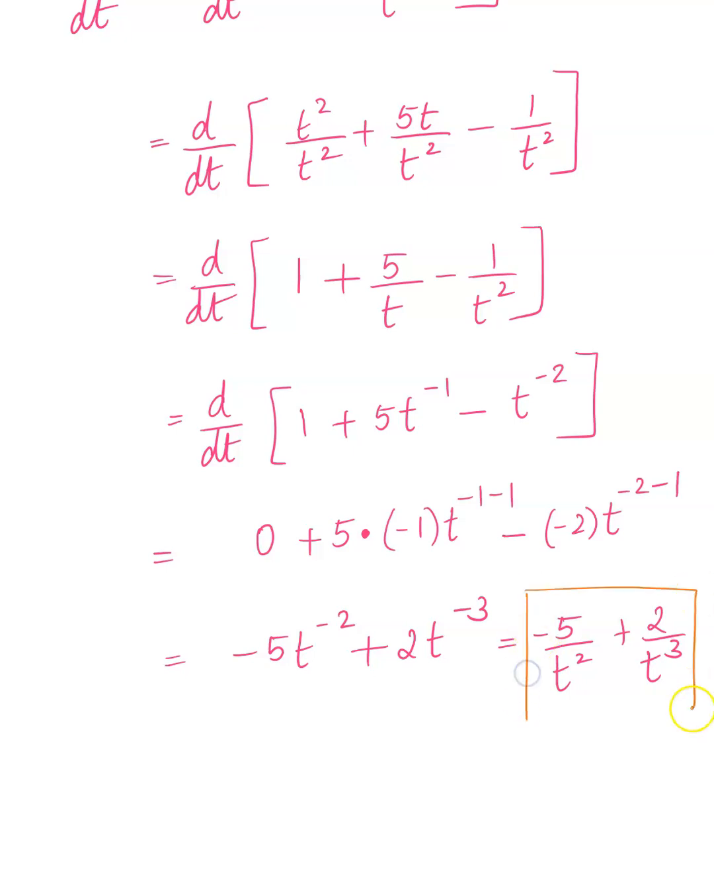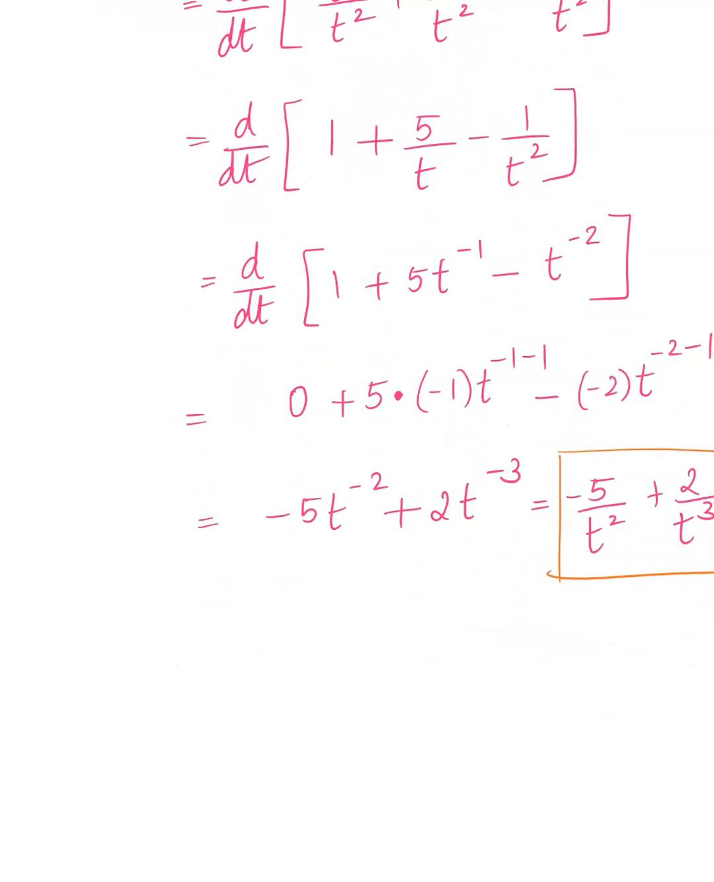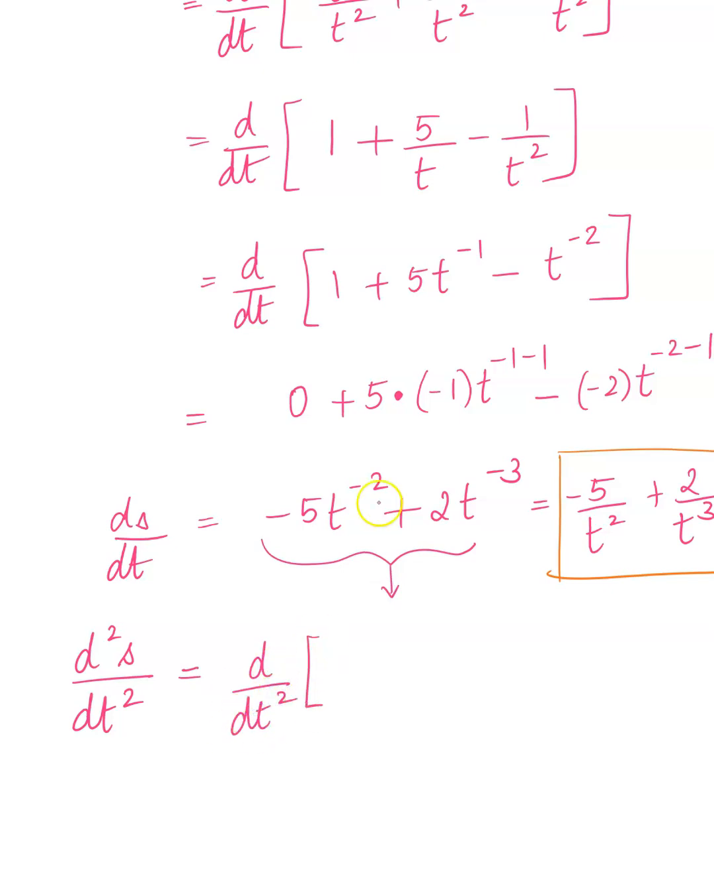Let me box that part. I like to keep it in the exponential, the negative exponent here. Let me rewrite on the left side that this is nothing but ds over dt. So that's your first derivative. They wanted us to find the second derivative. That's going to be d squared s over dt squared. So you're going to use this expression and take its derivative: d over dt of negative 5t power negative 2 plus 2t power negative 3.